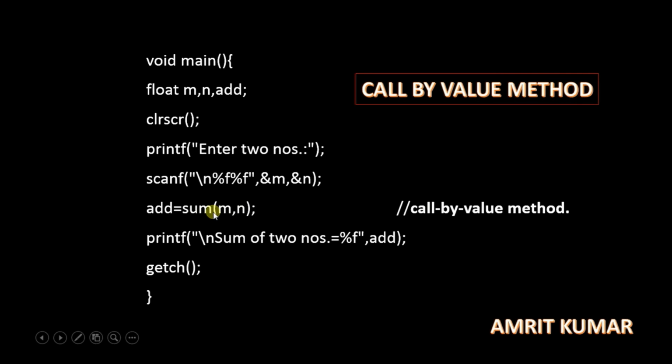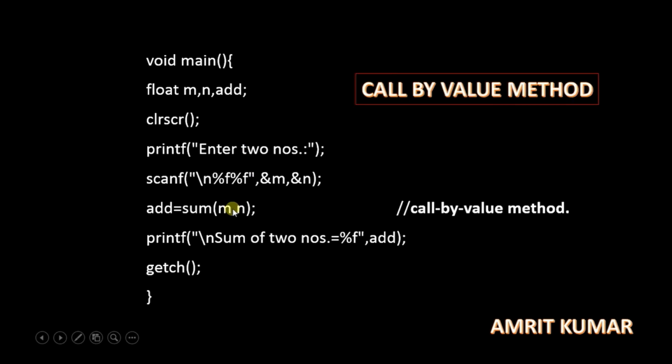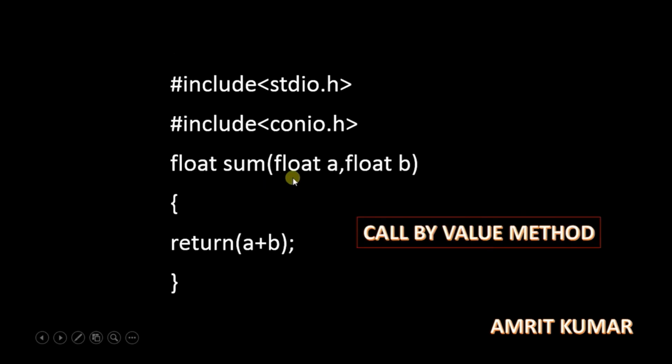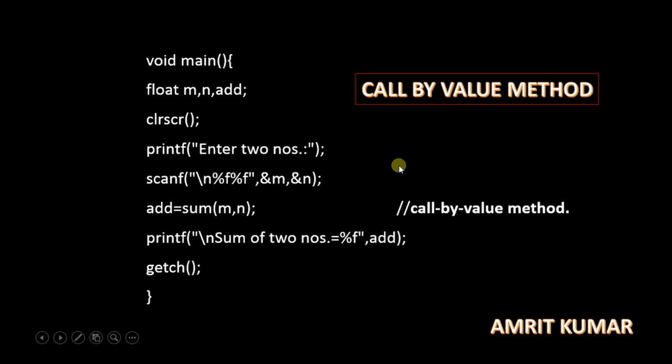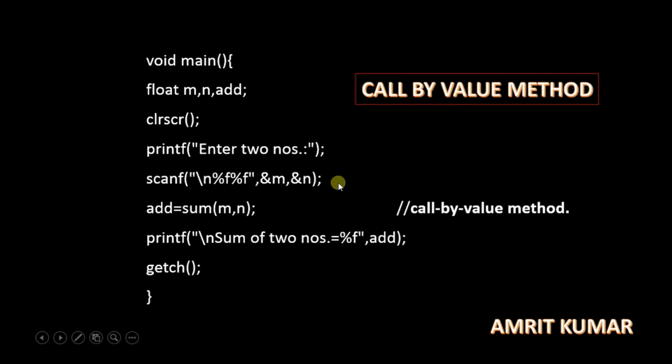This is the function that I have created. Sum is that function which we have created, and we have used m and n there as float data type. Therefore we need to use m and n as float data type. You might be thinking about the variables a and b I have created, but here I am creating m and n. So this is the value that you are going to input through the keyboard.